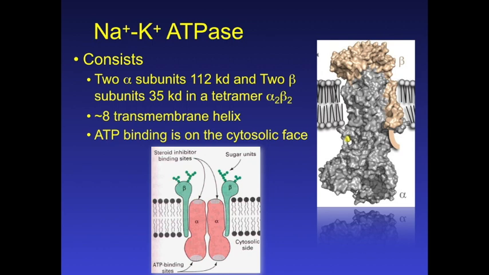All right, we have not a very great detailed crystal structure of the protein, but we do know a couple things about it. It consists of 2 alpha subunits that are 112 kilodaltons, 2 beta, which are 35 kilodaltons, and it's a tetramer, 2 alpha, 2 beta. It has about 8 transmembrane helices that create the core where things move through. We know that the ATP binds on the cytosolic face of the pump, and we know that there are some sugars that are faced outside the cell.